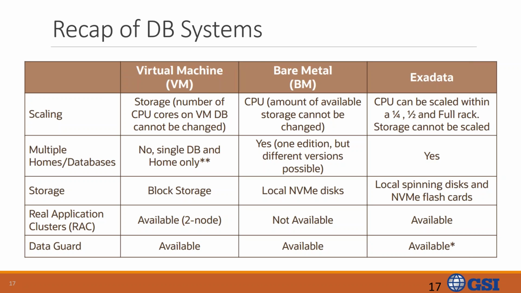Exadata, you can have anything you want. The storage, we got block storage and then local disks, and then the Exadata has flash cards and local disks. Rack is not available for BareMetal. It is available for Exadata, and only 2 nodes on a VM. And DataGuard is available for all these different services.